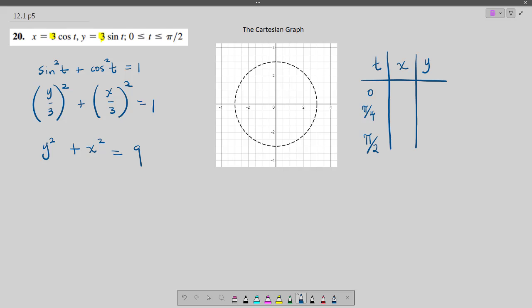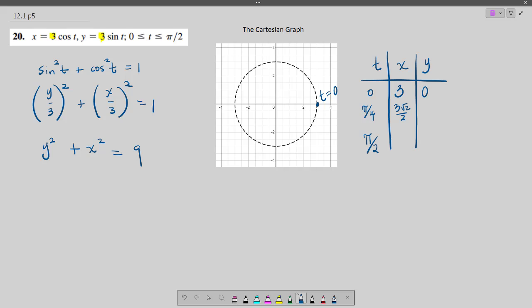Plugging in t equals 0 up here, cosine of 0 is 1, 1 times 3, so we're going to be at 3 comma 0. So here we are when t is 0. And we're going to see that we have the same orientation as we had when we had cosine and sine. So then we go to pi over 4. Cosine of pi over 4 is root 2 over 2. So we're going to get 3 root 2 over 2.